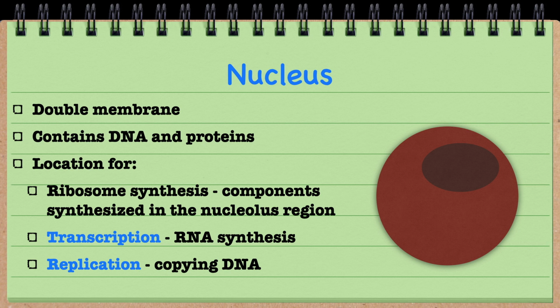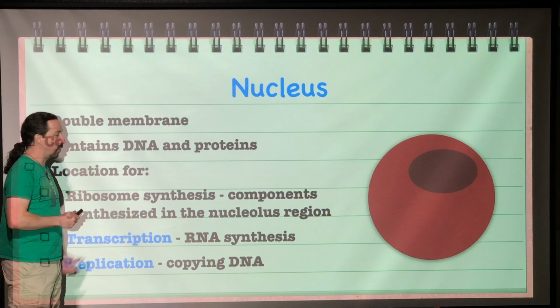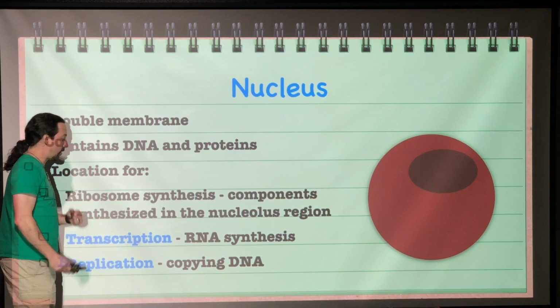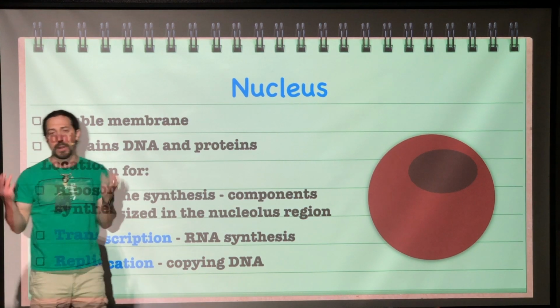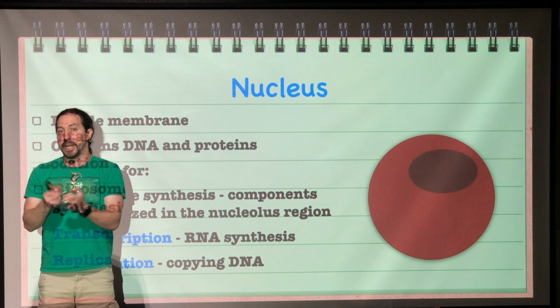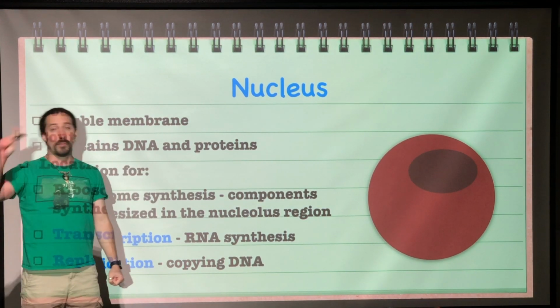And it's where two really important processes take place. Transcription, which we'll be going over in the next few lessons, and a process called replication, which is when our DNA gets replicated. So when our cells reproduce, they have enough DNA that goes into each cell. We will talk about that much later.